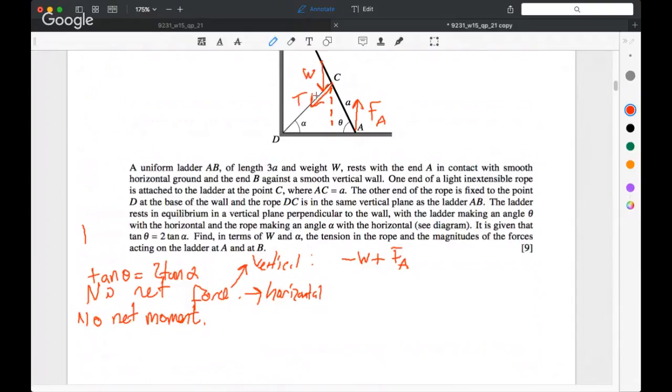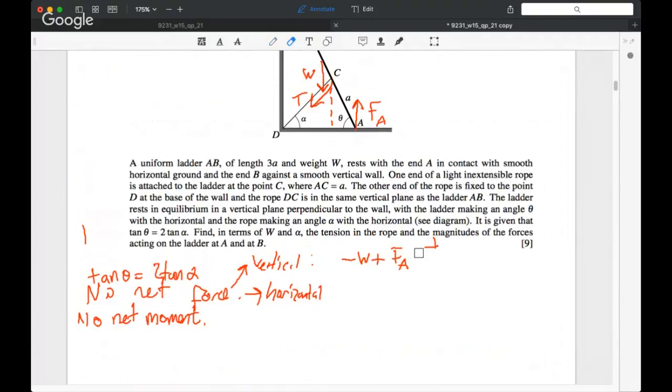So once you figure that out, it's just a simple case of taking away T sine of theta plus alpha. And that all should equal 0 because there's no net force. We can do the same for the horizontal.